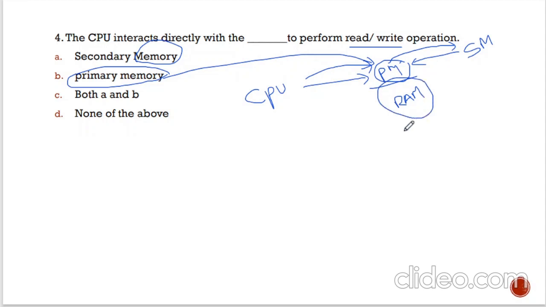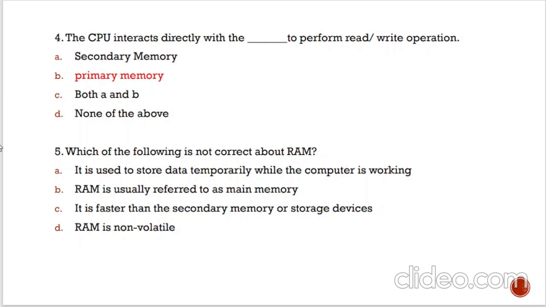RAM size is limited, like 4 GB, and it is not equal to the size of the secondary memory devices. As the size of the RAM is small, it can access only what is required by the CPU. It gives that particular data to the CPU, the CPU performs all the changes or read-write operations and hands the data over to RAM. So from the question, the CPU interacts directly with primary memory to perform its read or write operations. Next question.